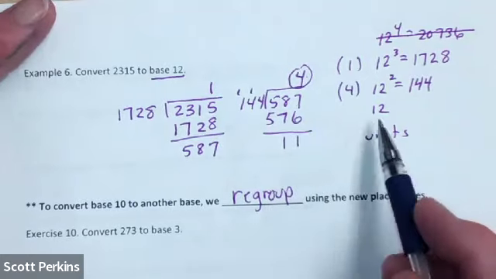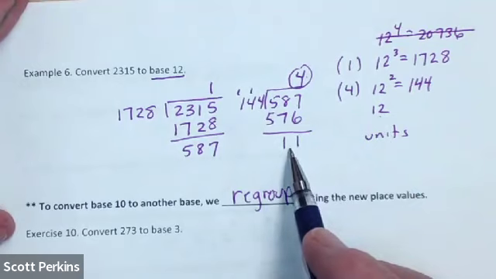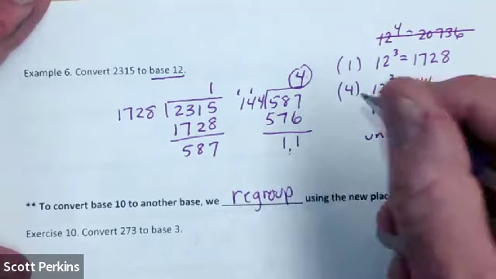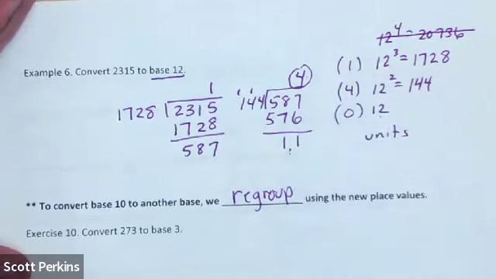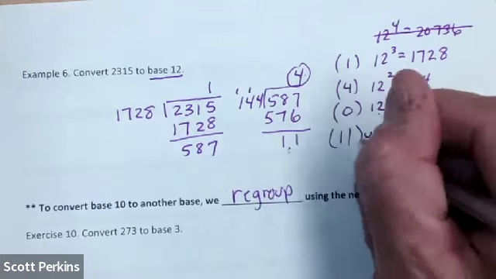The next place is 12. Do I have a full group of 12 here? Can I make a full group? No. So dividing 12 into this is going to do no good. So I'm just going to put a 0 here. I got no full groups of 12. And so then that leaves me 11 units as my final thing.